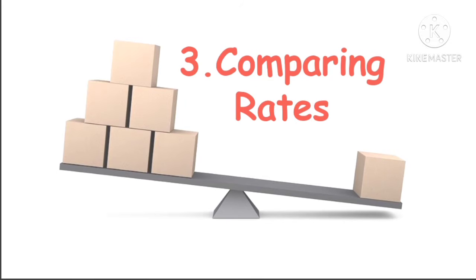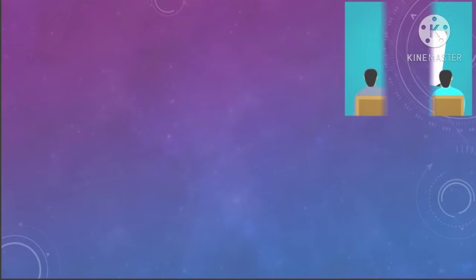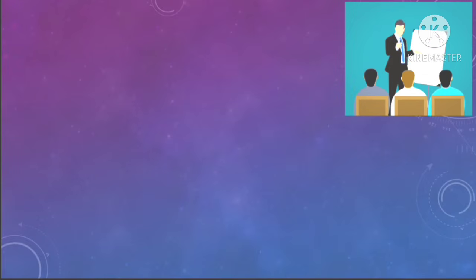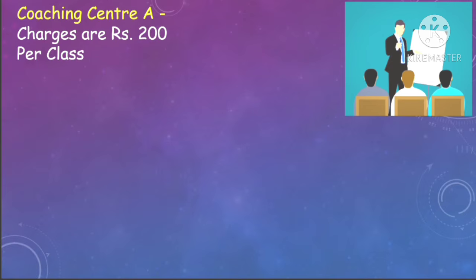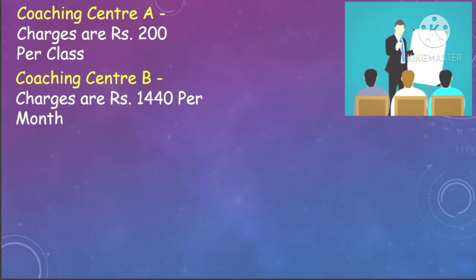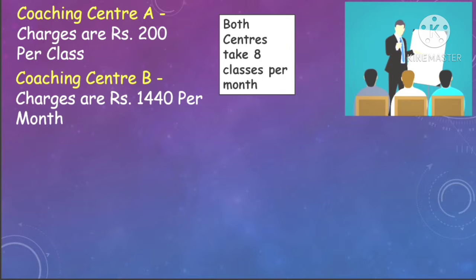The third application is comparing rates. So friends, let's take the scenario of two coaching centers. Center A charges 200 rupees per class, whereas Center B charges 1440 per month. Both the centers take 8 classes per month. We want to know which center is more affordable. So let's take the help of linear equations.